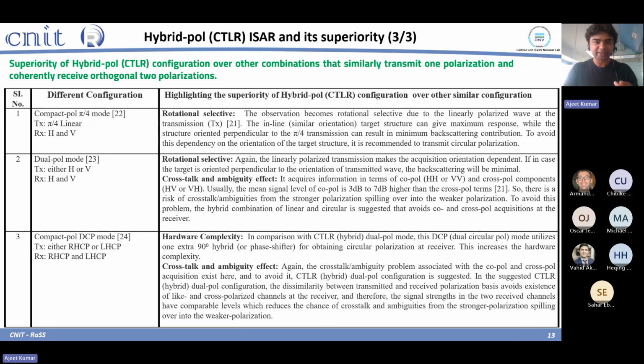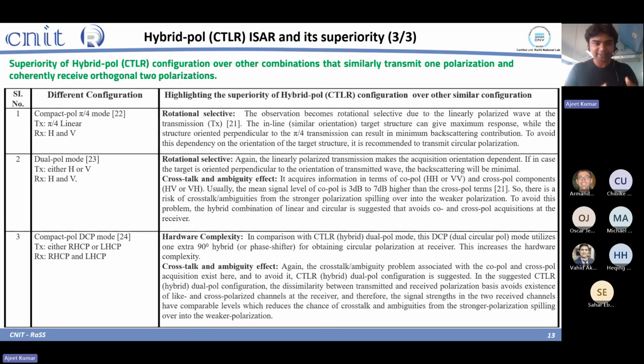Means it is rotation selective. If you're transmitting a pi by 4 oriented wave, and the target is inclined just orthogonal to this, the backscattering will be very weak. Similarly, for dual pole, if you are transmitting H and V, the acquisition will be orientation dependent. If the target is in line with the polarization of the transmitted wave, the backscattering will be very strong. But if it is perpendicular, the backscattering will be very weak. And if it is inclined in some other way, the result depends on the orientation.